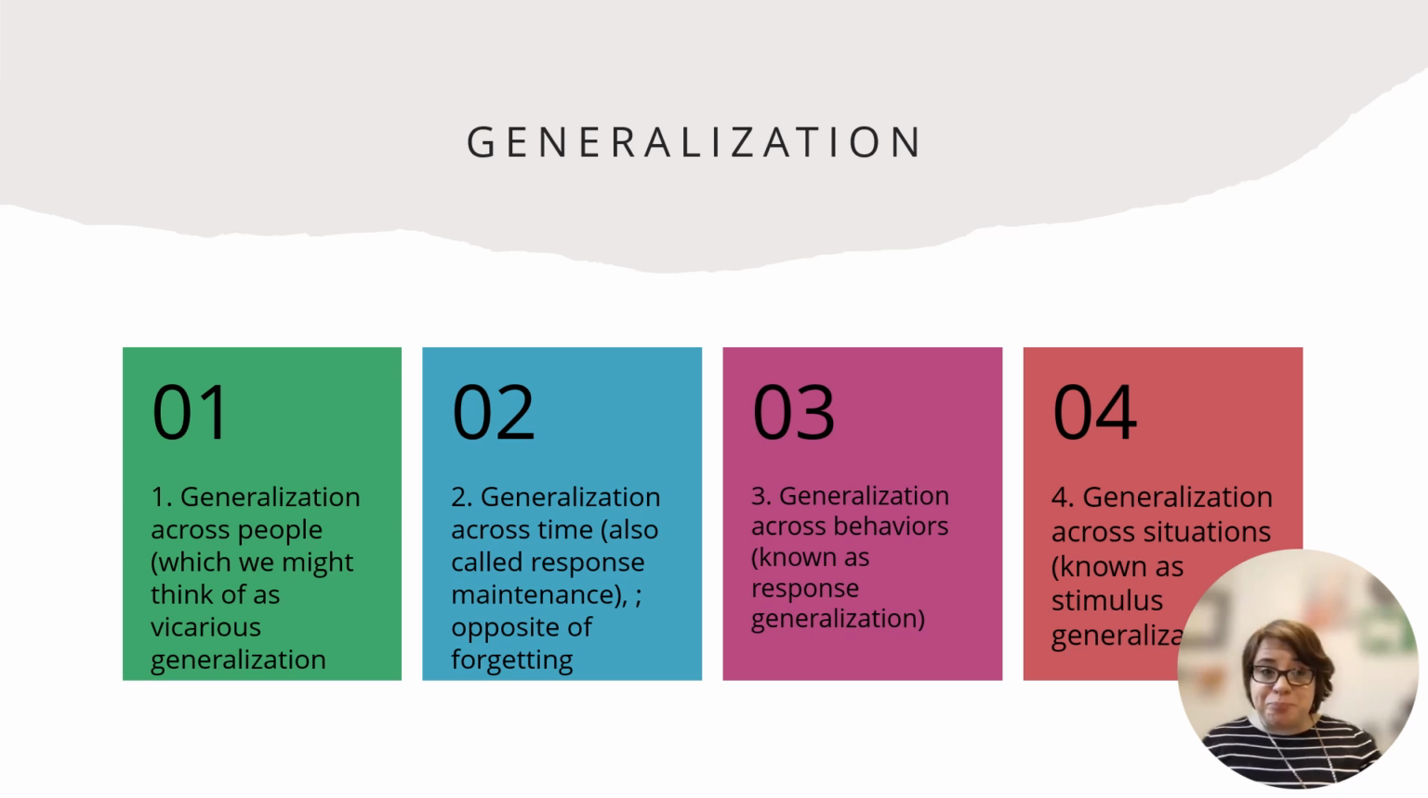Another example of generalization is generalization across time, which is also referred to as response maintenance. So this refers to the continuation of a learned behavior over time, even after the original training or the reinforcement that came with the training has now ceased. So one way to think about it is it's kind of the opposite of forgetting a contingency, right? It's maintaining a learned contingency over time, right?